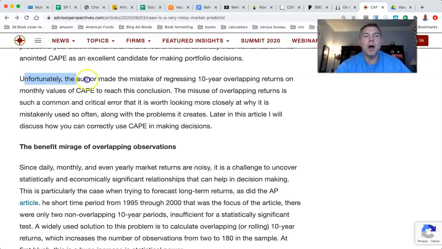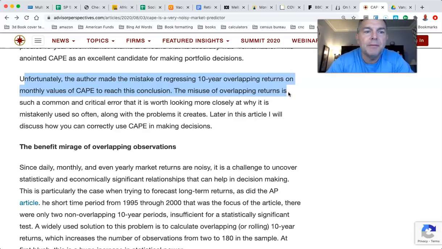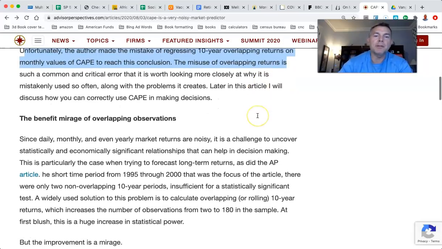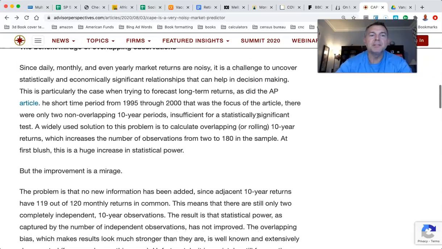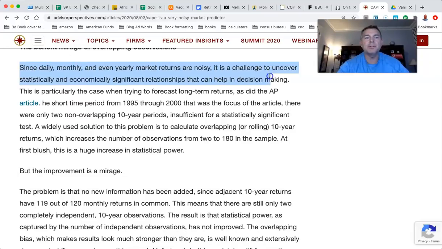Unfortunately, the author made the mistake of regressing 10-year overlapping returns on monthly values of CAPE to reach this conclusion. The misuse of overlapping returns is such a common and critical error that it is worth looking more closely at why it is mistakenly used so often. I will discuss how you correctly use CAPE in making decisions. Since daily, monthly, or even yearly market returns are noisy, it is a challenge to uncover statistically and economically significant relationships that can help in decision making.